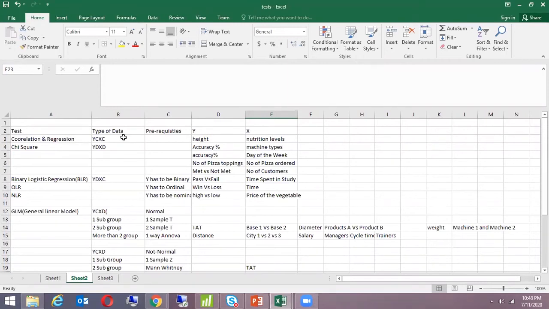Two things are important. One is to know what sort of test to be done in what scenario, and second, once I do the test, how do I infer it, what has it concluded, and what sort of decisions I'll be taking. That is more important. So that's what it's all about.